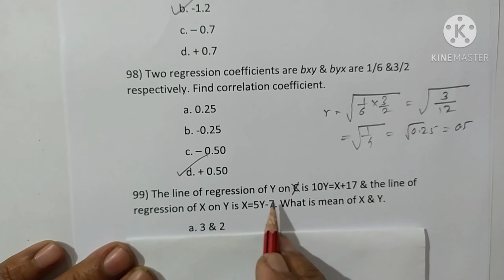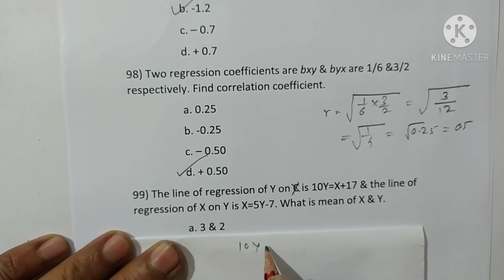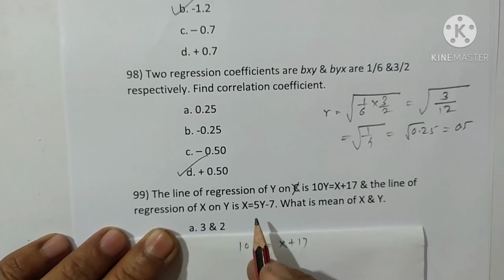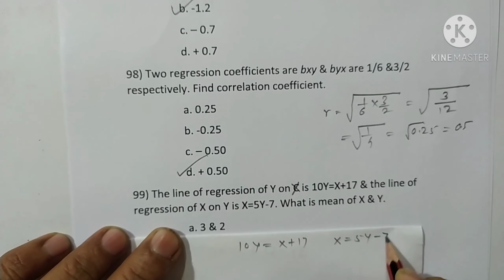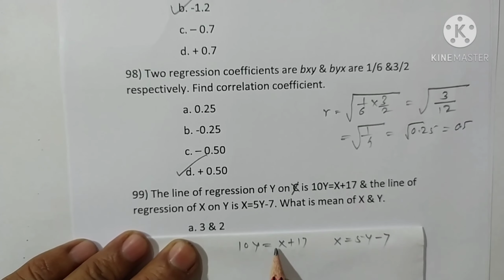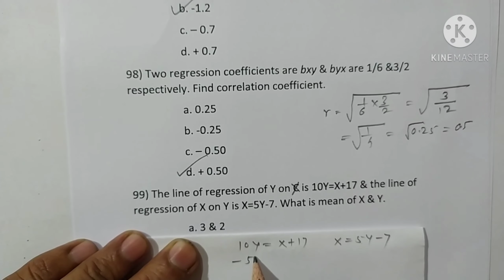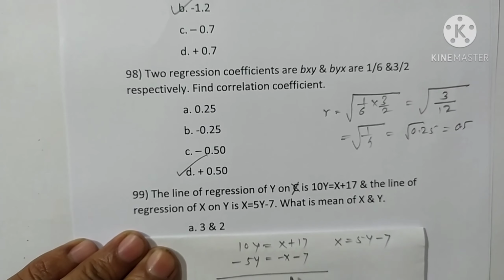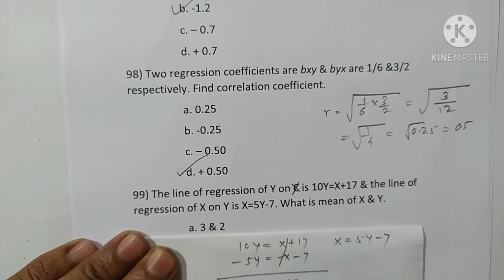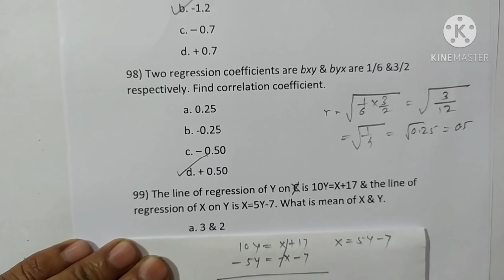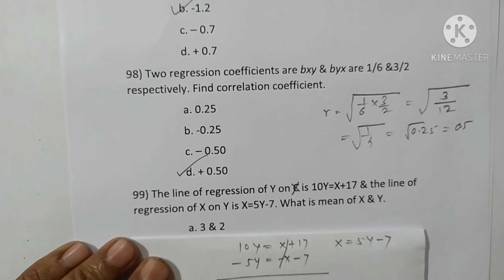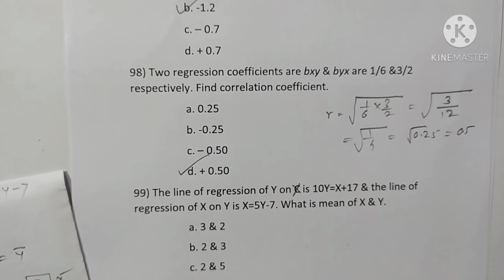Question 99. The line of regression of y on x is 10y equal to x plus 17 and the line of regression equation of x on y is x is equal to 5y minus 7. By converting the second equation into this format, 5y will be written on the right-hand side, and on the left-hand side it becomes minus 5y, x will be minus x and minus 17. Now here 5y, x is cancelled, and what remains is 10y equal to 10 upon 5, which is 2, that is y bar. Now putting the value in the first equation, x value will be 5 into 2 minus 7. It means 10 minus 7, which is 3. X bar is 3 and y bar is 2. See in the options. 3 and 2 is the answer. Option A is correct.